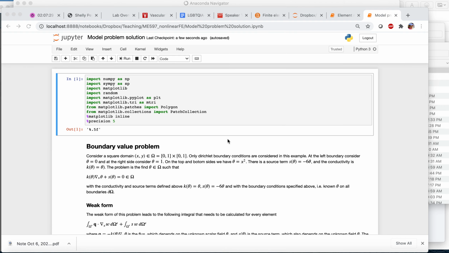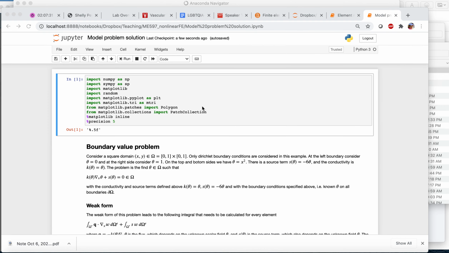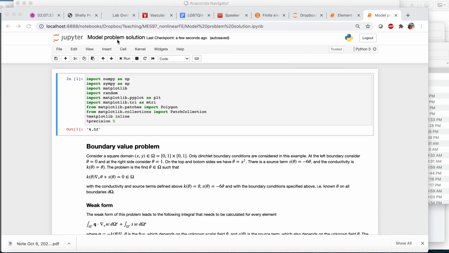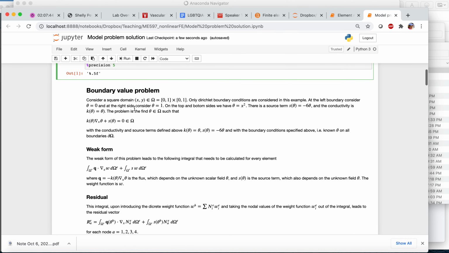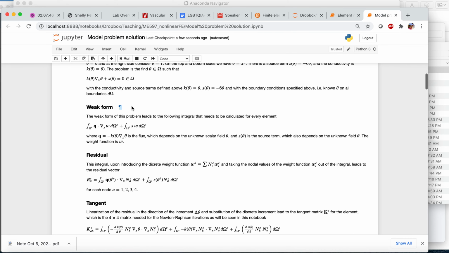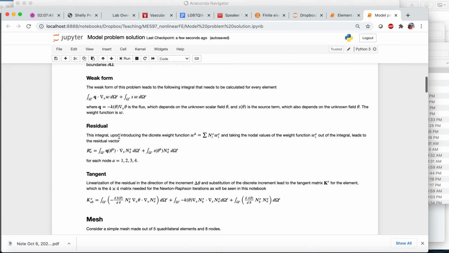Last video of the day, I uploaded this Python notebook for the solution of the model problem. It corresponds to the last video that I uploaded, called, I think, solution of the model problem. Loading the standard things. This is the strong form. This is the weak form. This is the residual for the element.